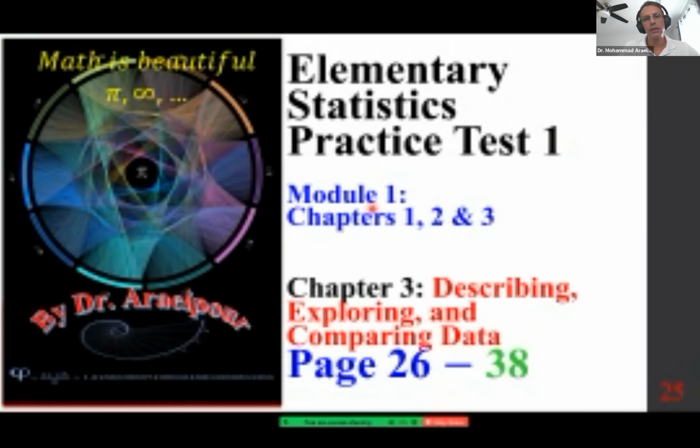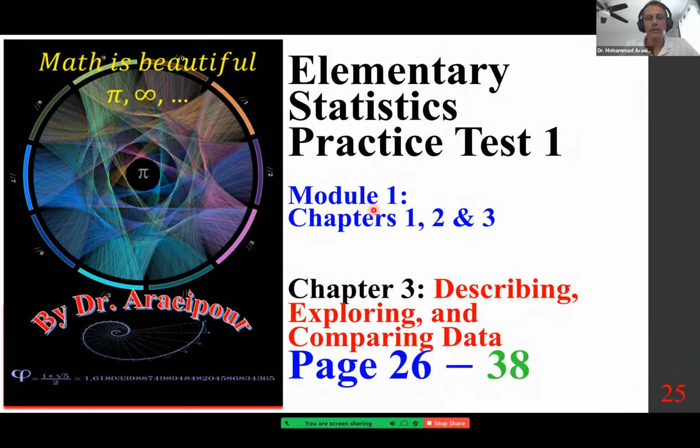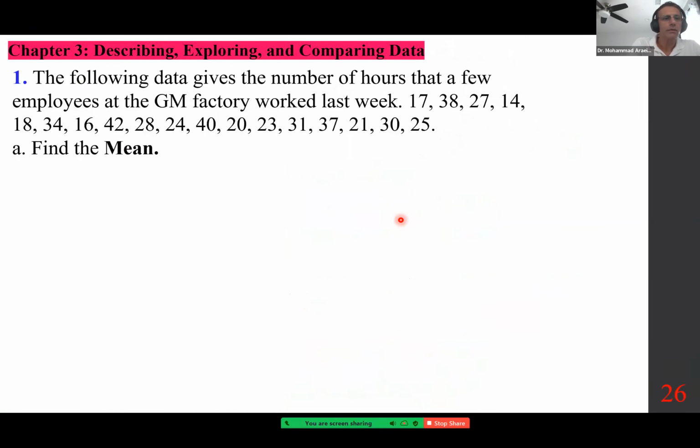Good afternoon, class. We are looking at Module 1, Chapter 3, Practice Test, Describing, Exploring, and Comparing Data. We are given the following data: the number of hours that a few employees at the GM factory worked last week, 17, 38, 27, and so on and so forth. And we want to find the mean.